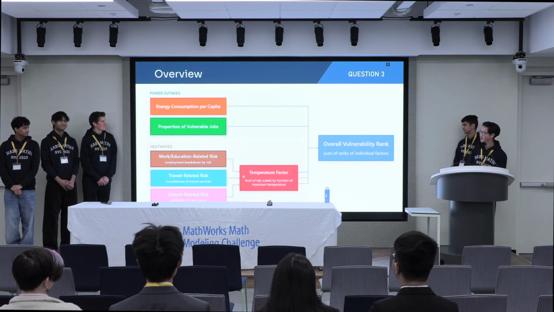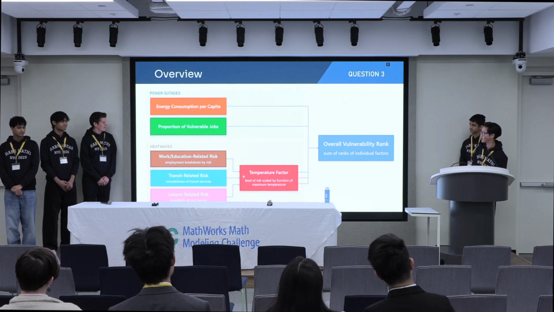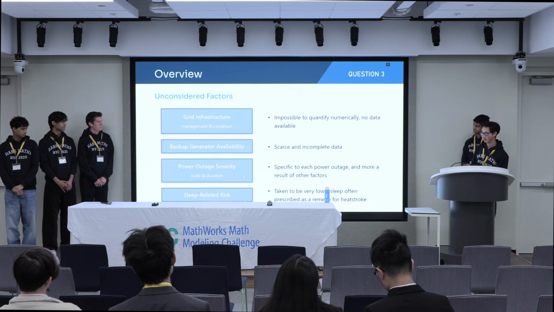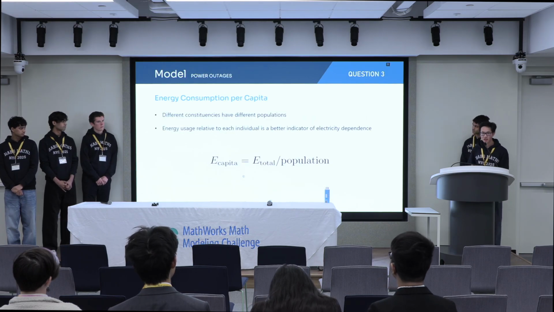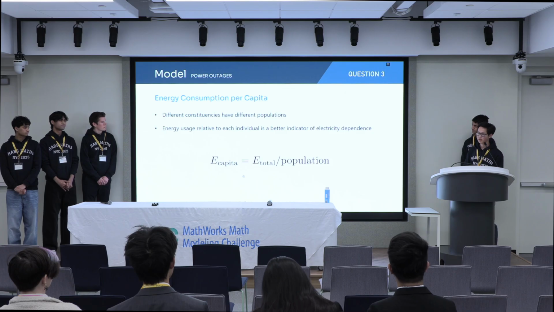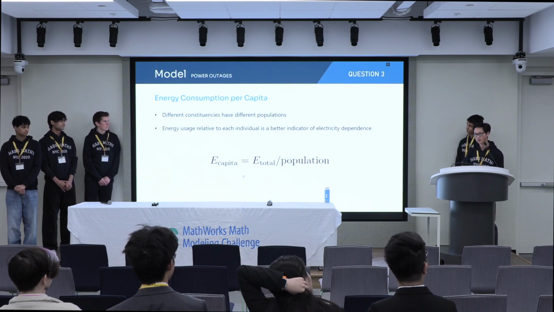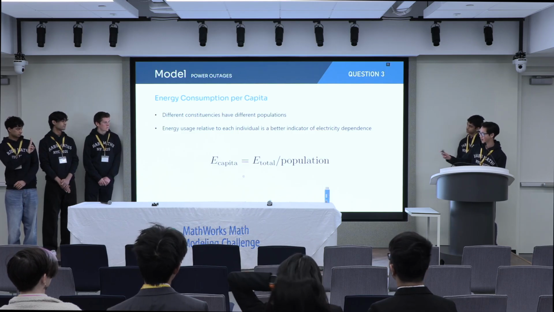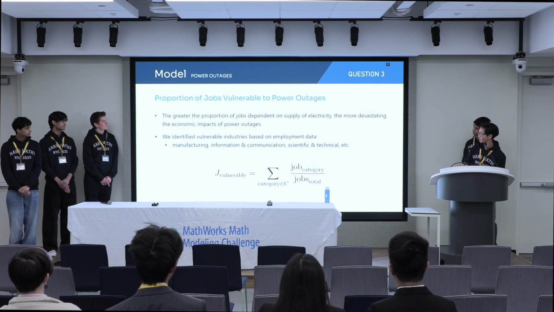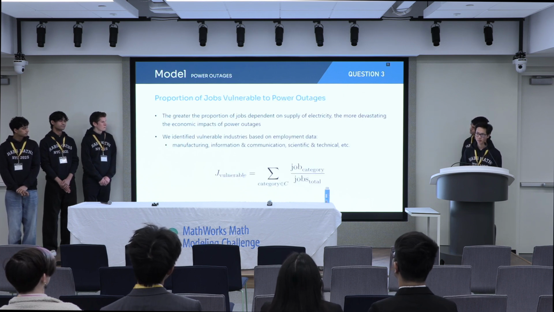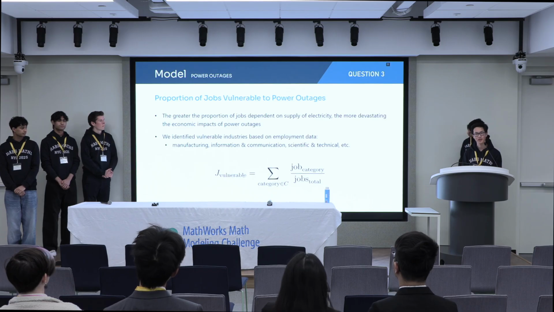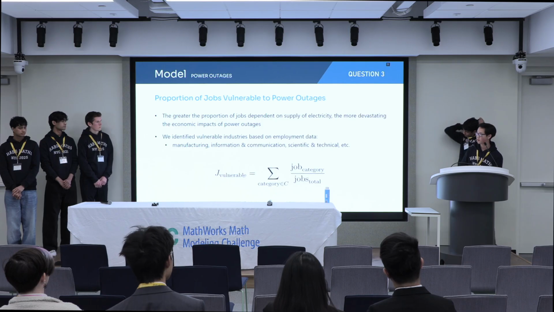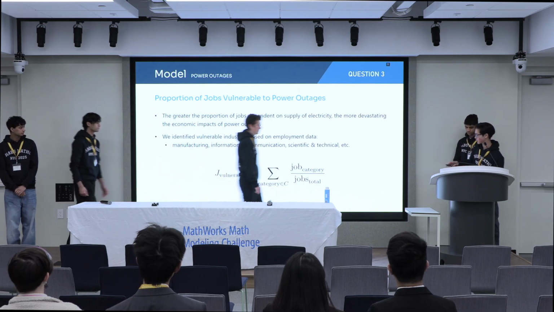So here are the 5 factors which we considered, 2 for power outages and 3 for heat waves. These factors we won't consider because they're difficult to quantify and data is incomplete. For energy consumption, we could look at the total consumption, but we decided looking at each individual's electricity usage is a better indicator of how dependent they are on electricity, so this is calculated by dividing by the population. For vulnerable jobs, we look at the proportion of jobs that are in vulnerable industries. We sum up the number of jobs in those, and divide that by the total number of jobs to obtain this ratio. Now I'll hand over to Oliver and Raj.